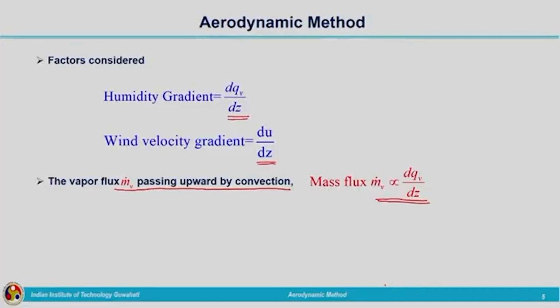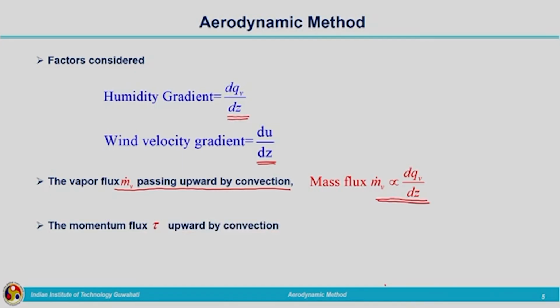So, that is why this humidity gradient is coming into picture. The vapor flux m_v dot is represented by this particular expression, that is, it is proportional to how much gradient is there corresponding to specific humidity. m_v dot is directly proportional to dQ_v by dz. Next is the momentum flux.